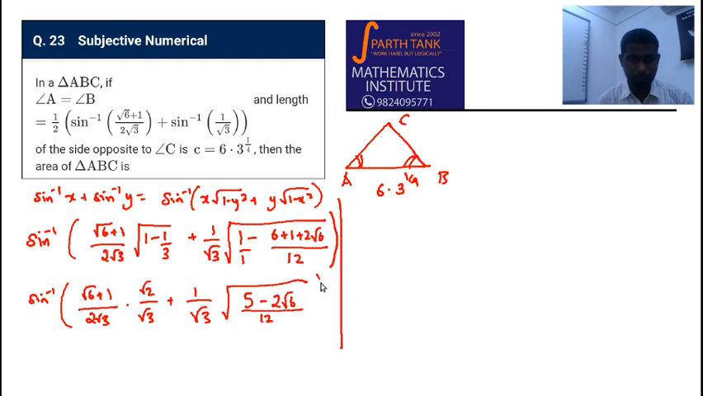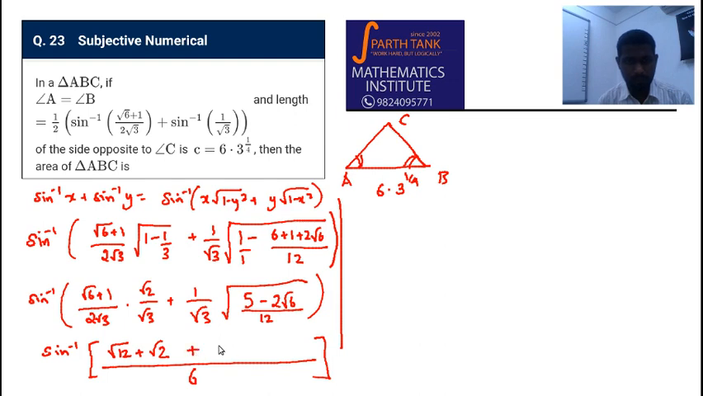12 is again 2 root 3's square. So the denominator is a simple denominator. Now let us consider the numerators. Sine inverse of, the denominator is going to be 2 root 3 into 3, this is also 2 root 3 into 3. 2 root 3 times 3 is 2 into 3, which is 6. And the numerator here is root 12 plus root 2, and then here I have this term.